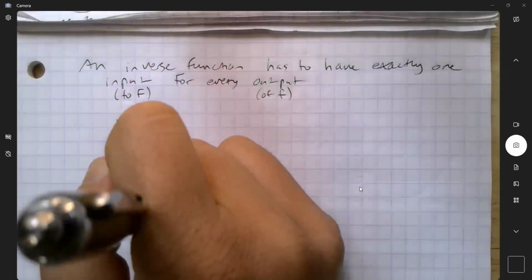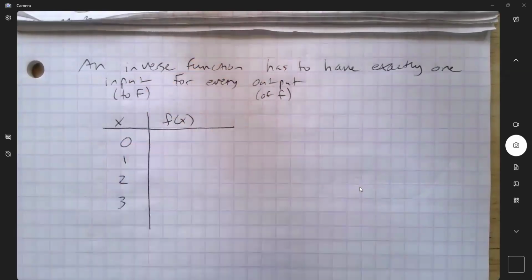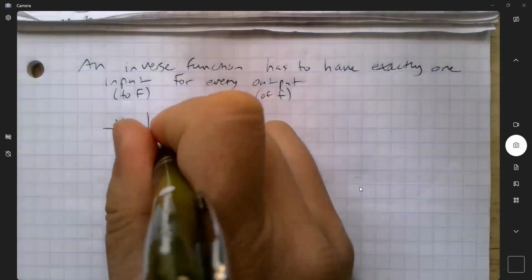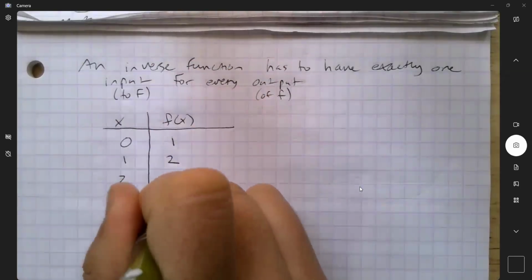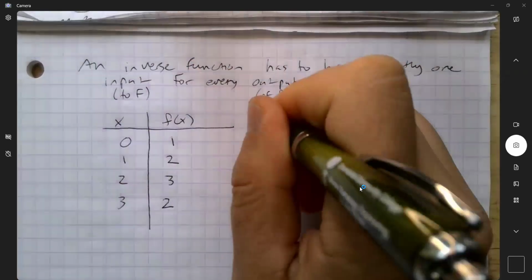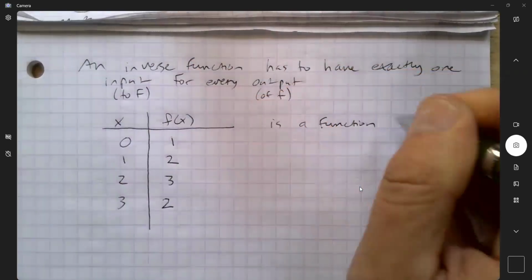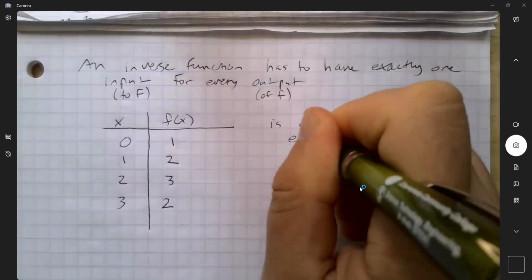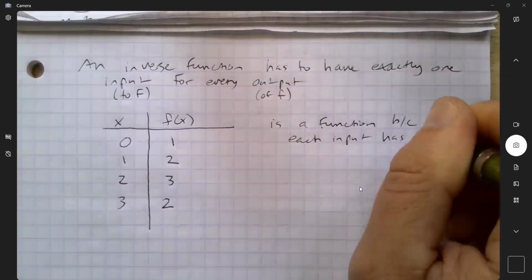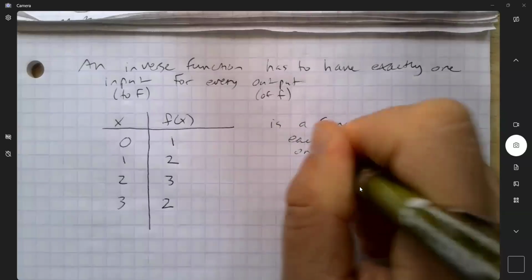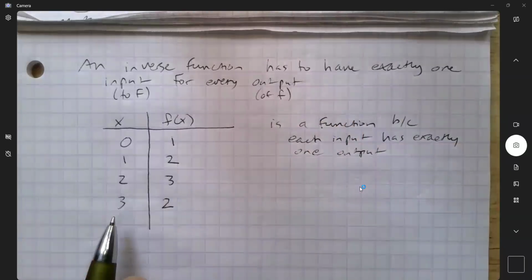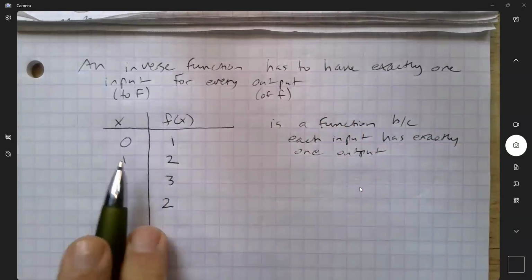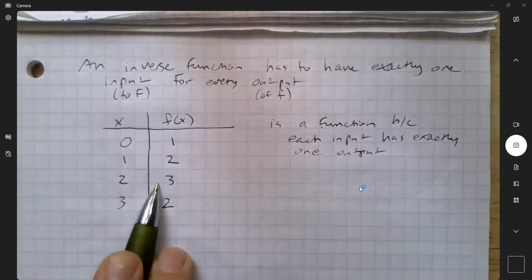I find that a little easier to look at in table form. 0, 1, 2, 3. 0 sends to 1, 1 sends to 2, 2 sends to 3, 3 also sends to 2. Now this is a function because each input has exactly one output. Every time I put 1 into this function, I get 2. It's okay that putting 3 also gives me 2, but the point is each input sends to exactly one output.